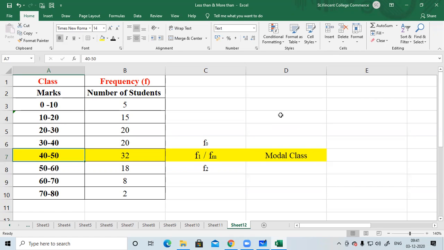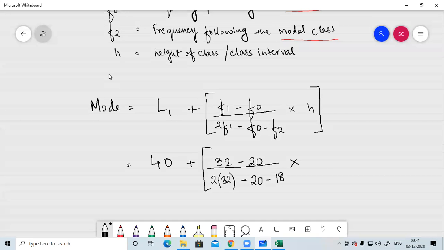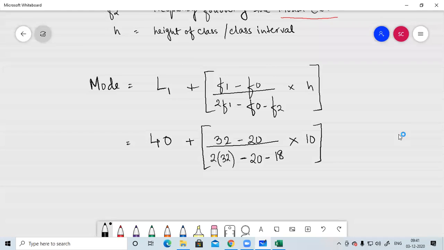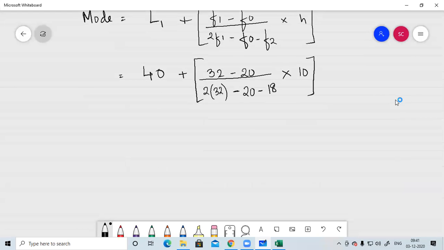But I also told you one more important thing: don't take it horizontally. When it is a discontinuous class, you'll have a problem. Take any two numbers vertically. So the difference between 20 and 10, 40 and 30. So here H is 10. So let's solve this step by step.